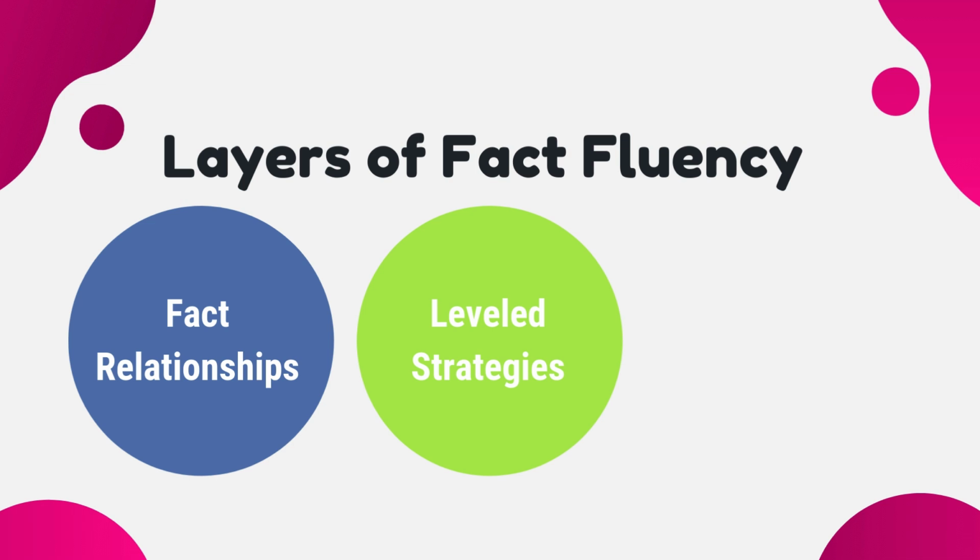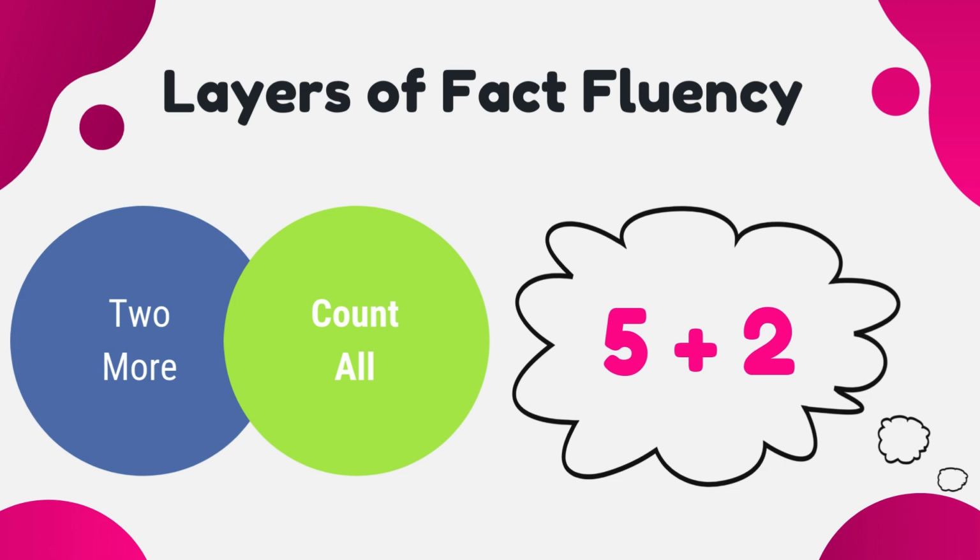So for example, if I'm working on the fact relationship of 2 more, and I have a student who is working at the count all level, that might look like showing your students 5 plus 2, and they're putting out 5 blocks, and they're putting out 2 blocks, and they're counting them all together. That's what that would look like there.